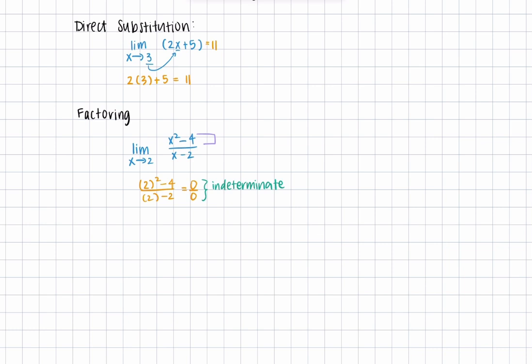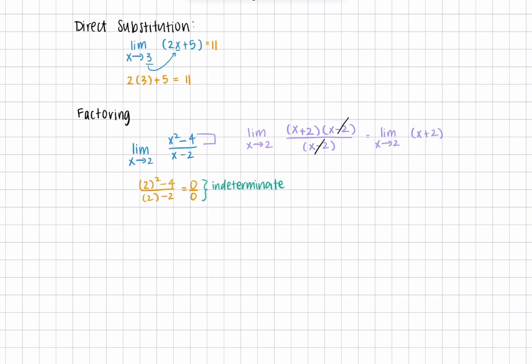When I factor x squared minus 4, I'm going to get x plus 2 times x minus 2 all over x minus 2. And this is very important. Don't forget to include the limit. So the limit as x approaches 2, and then you're going to write your factored form. Now that I have my factored form, I can cancel the x minus 2's. So now I would have the limit as x approaches 2 of x plus 2.